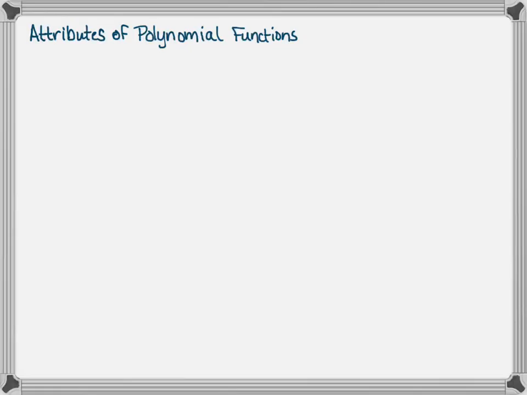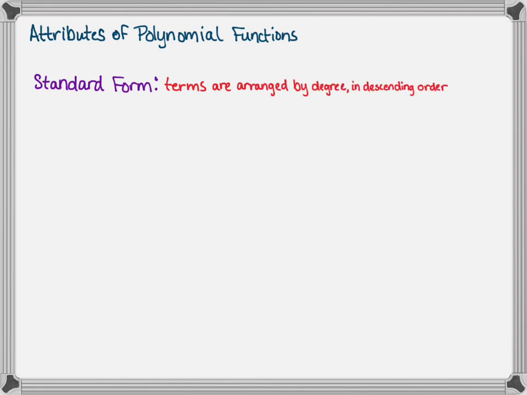Attributes of polynomial functions. So first, let's look at what standard form is. Standard form is when the terms are arranged by degree in descending order. So for example, f of x equals 4x squared minus 6x to the fourth plus 5 minus 4x. We want to look for the term that has the highest degree. That's the highest exponent. The highest exponent that we see is 4, so the highest degree is 4.